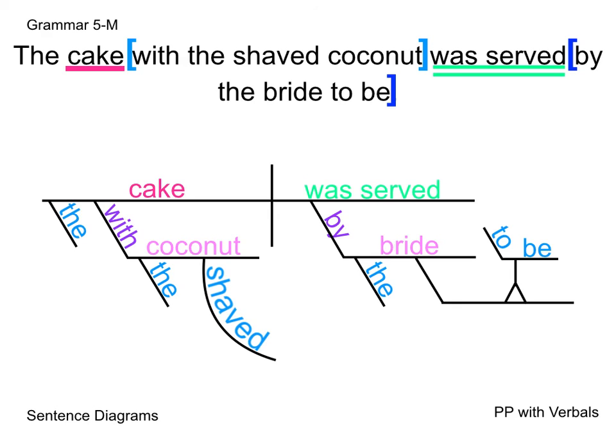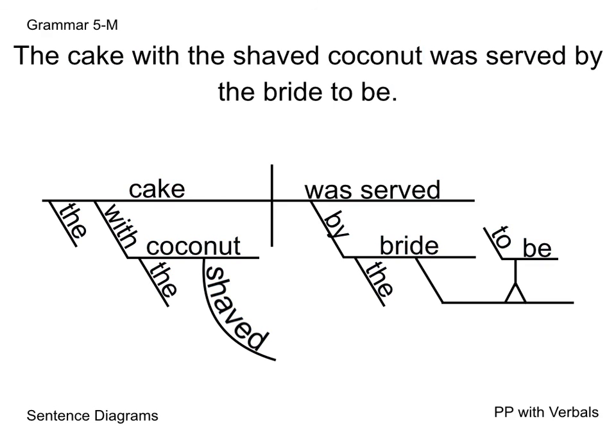And notice how colorful it is right now because I'm showing you the different parts of each of the prepositional phrases. But always remember that the entire prepositional phrase is acting as one unit. With the shaved coconut, the whole phrase is modifying cake. By the bride-to-be, the whole phrase is modifying our verb. So that's how you will diagram this type of sentence. Always make sure you're paying attention to how the verbals are relating to the other words in the sentence.